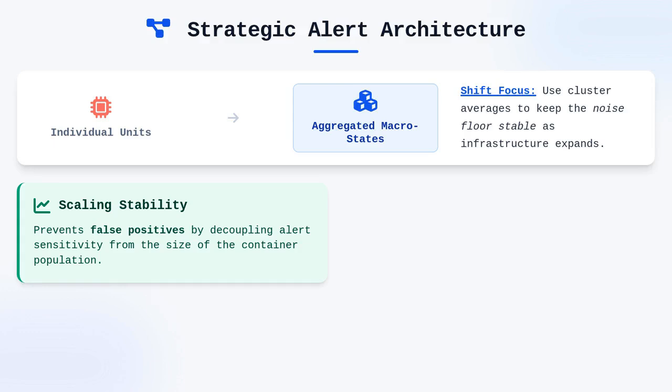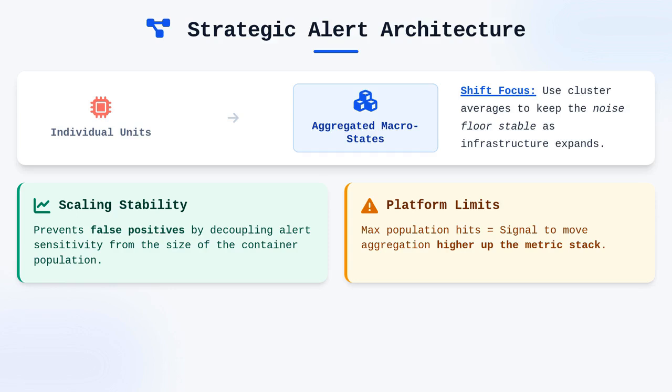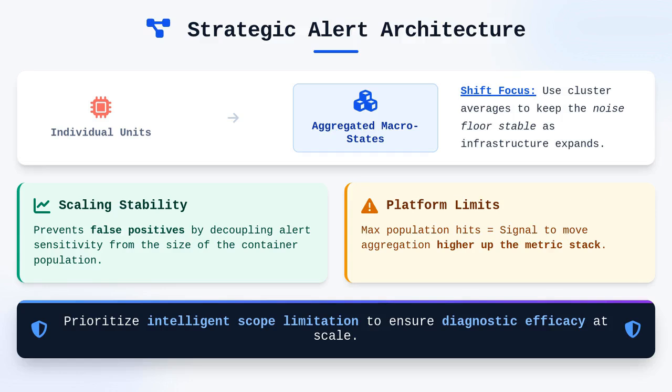We must always weigh the utility of granular visibility against the risk of hitting platform limits that degrade system execution performance. When you notice that a detector is consistently hitting its maximum population limit, it is almost always a signal that your aggregation strategy needs to be applied higher up in the metric stack. By prioritizing performance through intelligent scope limitation and strategic filtering, you create a robust alerting architecture that scales alongside your infrastructure without compromising on diagnostic efficacy.